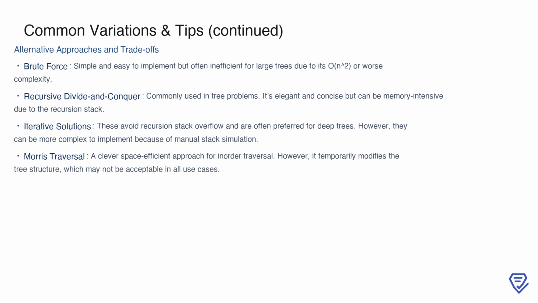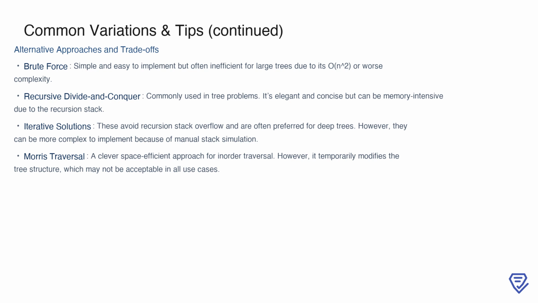There are various approaches to solving tree problems, each with its own trade-offs. A brute force approach is often simple and straightforward to implement, but it may not scale well for large trees due to its inefficient n squared, or worse, complexity. On the other hand, recursive divide-and-conquer methods are elegant and concise, making them a popular choice for tree problems. However, they can be memory-intensive because of the recursion stack, especially in deep trees.